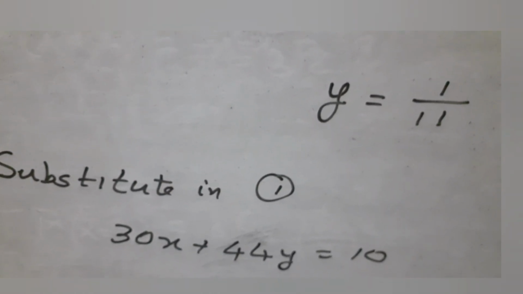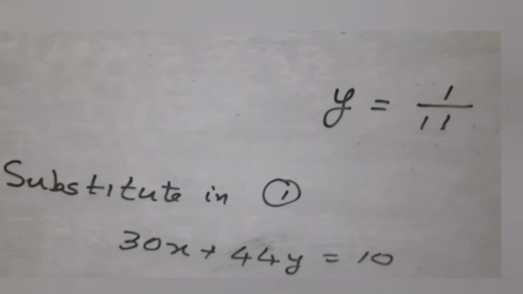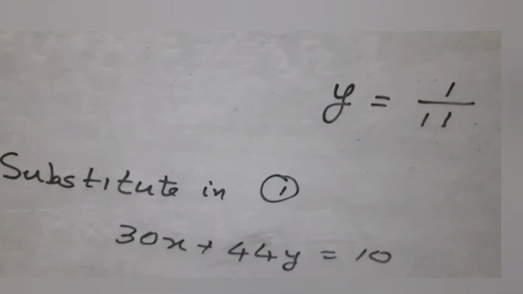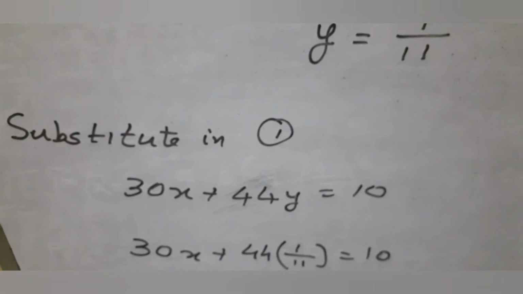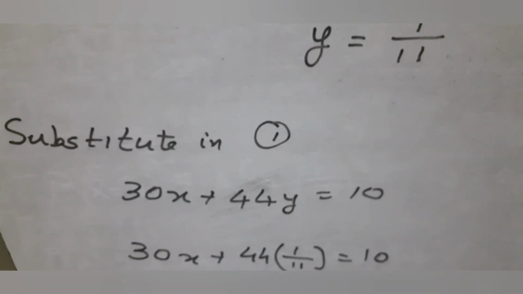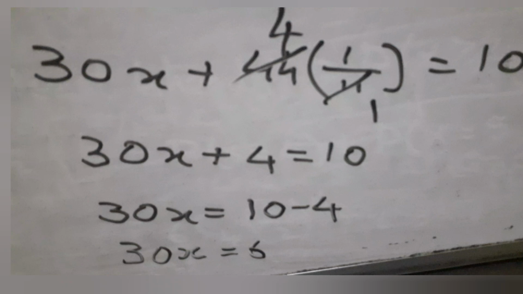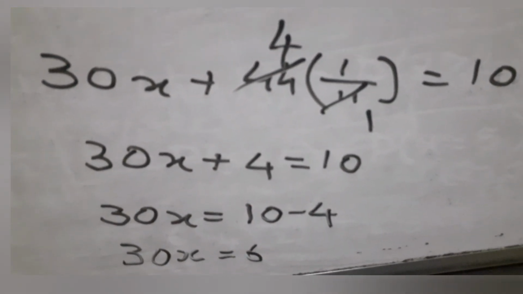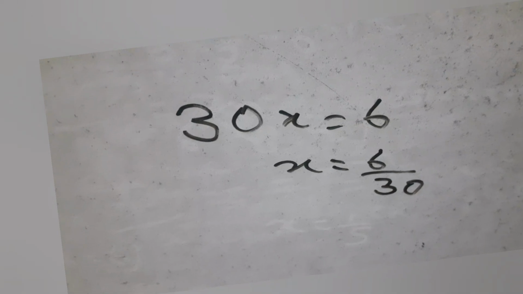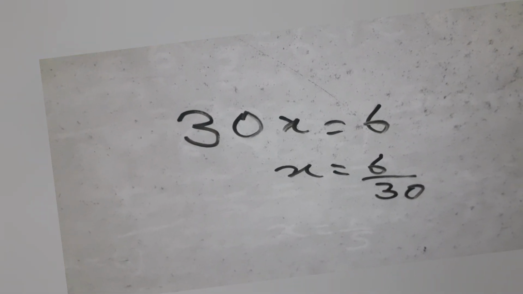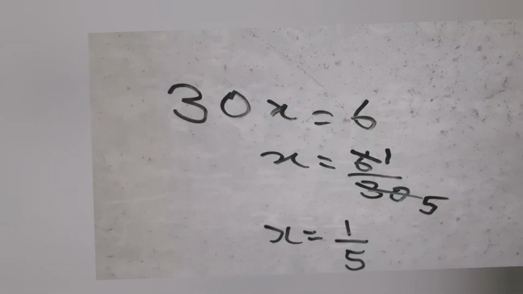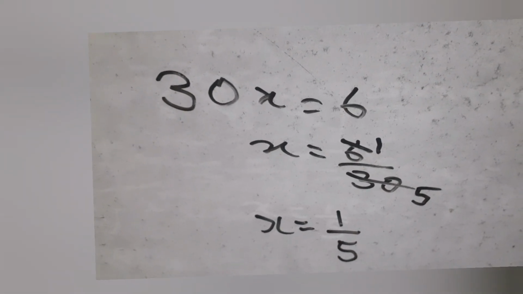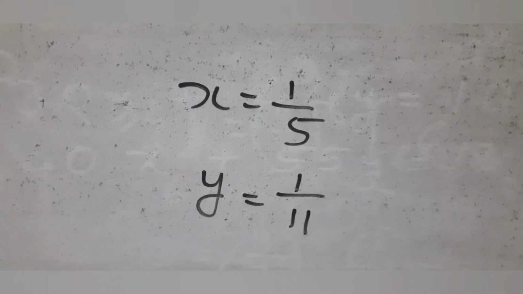Now, in order to find x, we use this value of y in any of the equations. Here I am using the first equation. Replace y equal to 1 by 11 in the first equation. Cancel off and then rearrange to get 30x equal to 6, or x equal to 1 by 5. So the solution is x equal to 1 by 5 and y equal to 1 by 11.